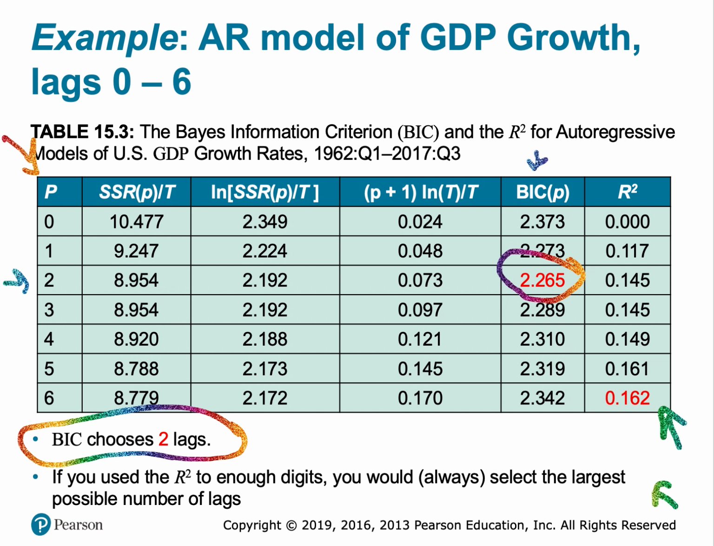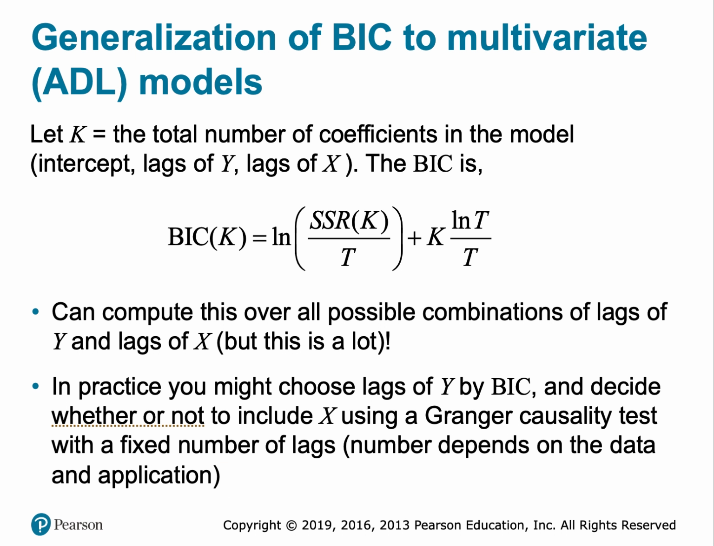All right, let's generalize this method to multivariate models, which is the autoregressive distributed lag model. If we let K equal the total number of coefficients in the model, including the intercept, the lags of Y, the lags of X, then BIC of K is equal to the natural log of the sum of squared residuals over T plus K times natural log of T over T. And we can compute this over all possible combinations of lags of Y and lags of X. This is a lot.